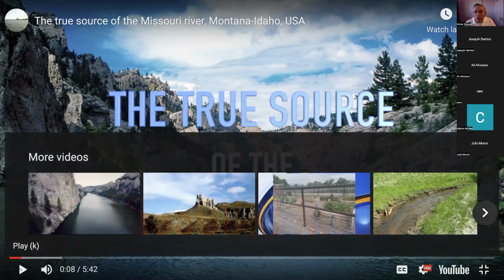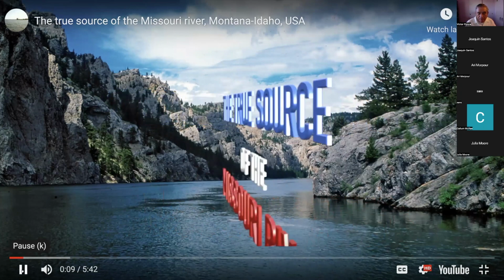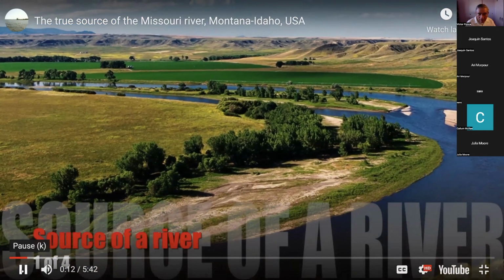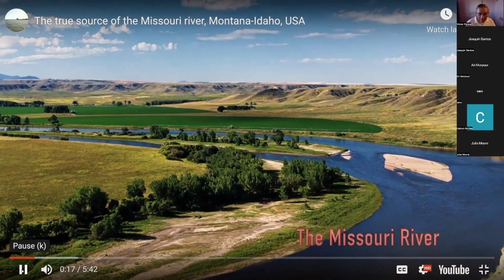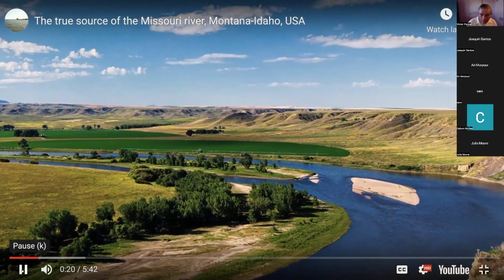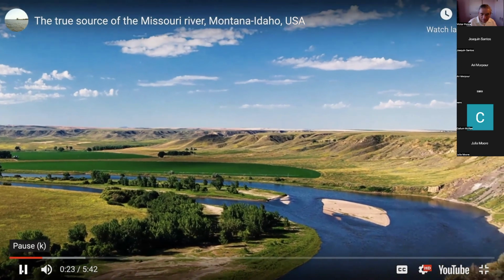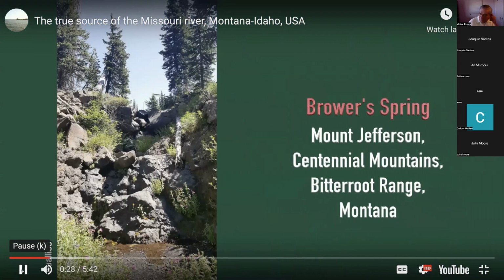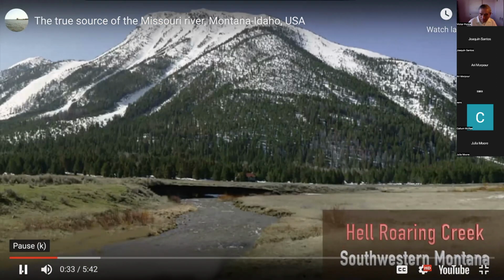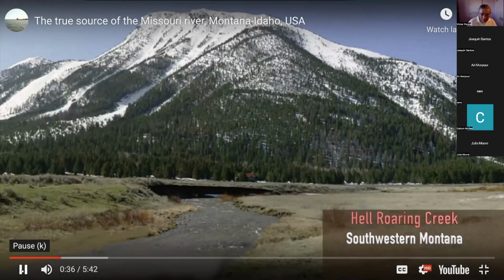The issue is, what is the source of a river? Where did it originate? It originates before you have a stream, when you have overland flow. The source of a large river system, for example, the Missouri-Mississippi River, the largest in the United States, is often taken as a location of the uppermost spring in the farthest tributary. Under this optic, the source of the Missouri River would be Brower Spring, located in the headwaters of Hell Roaring Creek in southwestern Montana, near the border with Idaho.